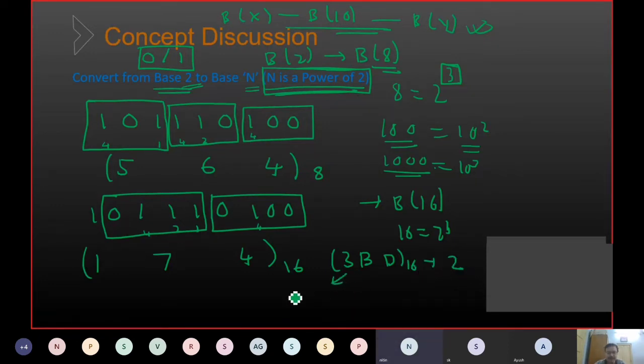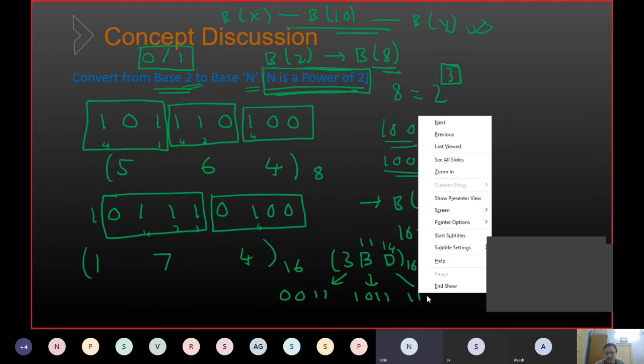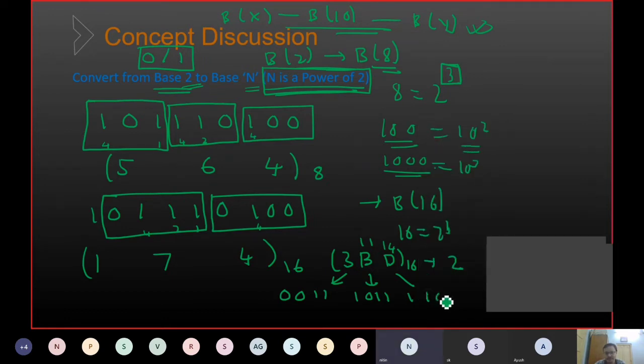I would have first broken 3. How can 3 be broken? 0, 0, 1, 1. How can B be broken? B is 11. How can 11 be broken? 8 plus 2 plus 1. That is 1, 0, 1, 1. How can D be broken? D is 14. That is 8 plus 4 plus 2 plus 0.